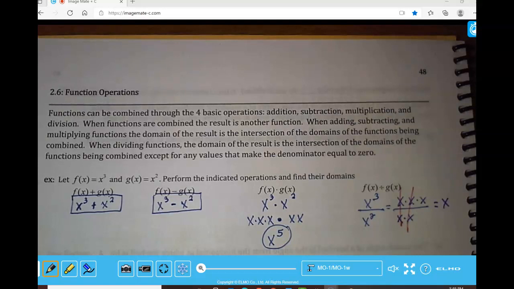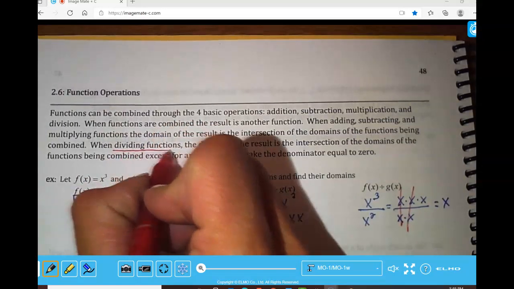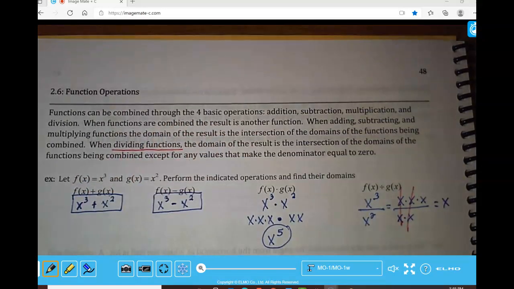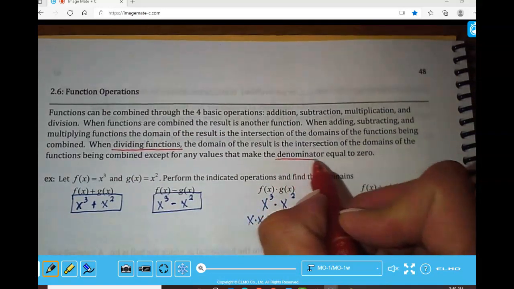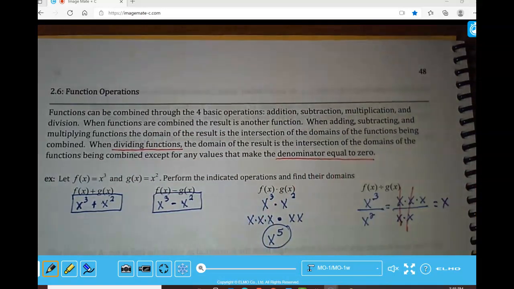We never really have to worry about domain at this point in Algebra 2 unless we are dividing our functions, because there is a possibility that when you have a fraction, your denominator might end up equaling 0.